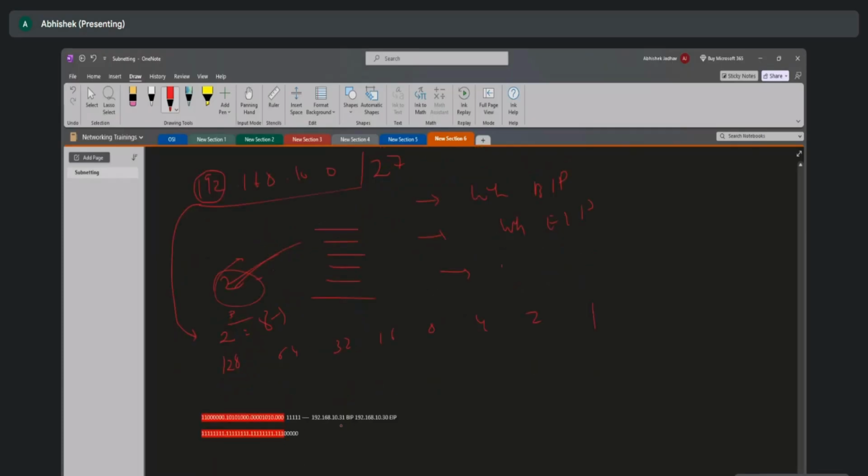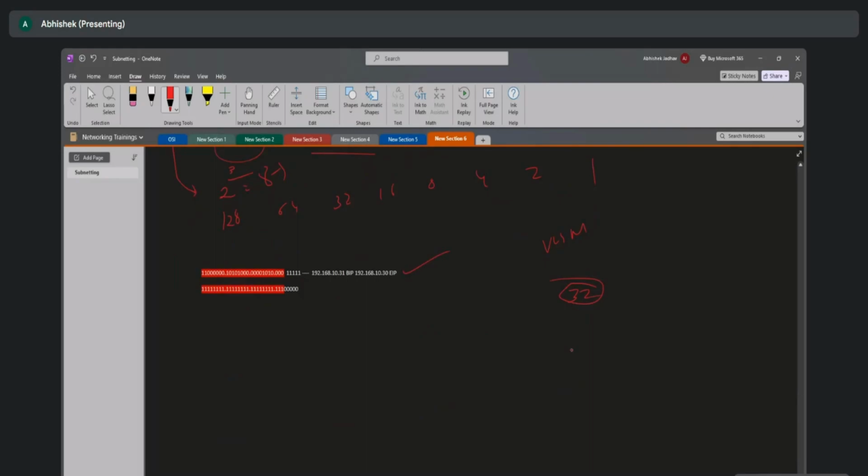But here we have calculated the first subnet's end IP and broadcast IP. What about the next? How will you calculate that? For that, you have to fetch the VLSM, right? When you fetch the VLSM, you will see that the block will stop at 32. So your next IP should be 32, right? So after this broadcast IP, the value should be 192.168.10.32. So that's your next IP. So this slash 27 is what you have to do, right?